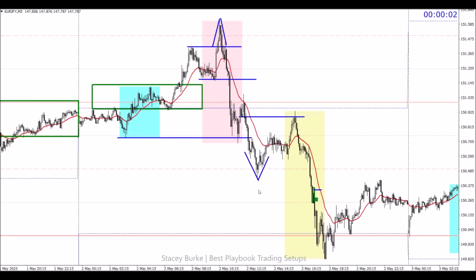We had a broken down market. Traders that may have shorted this in the London session got a 50 pip plus short trade, maybe 75 pips, depending on their fill and where they got entered in at. And this is the continuation trade after the day 3 longs breakout failed.